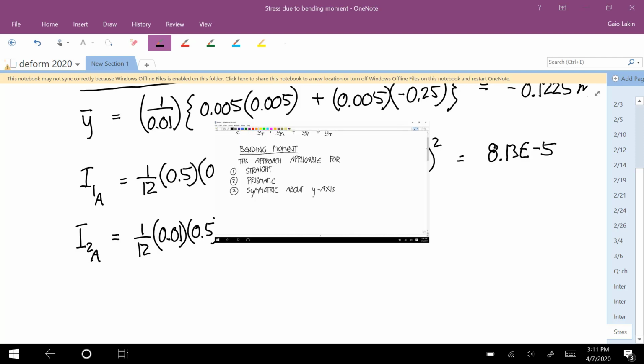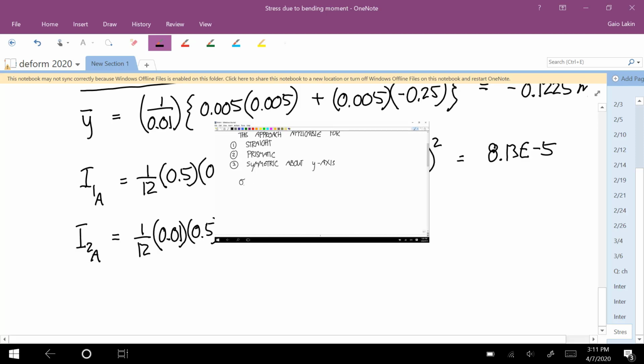And if you have those, then the stress due to bending is a normal stress in the x direction, and it's equal to negative M y over I. And you don't have to think about the sign. You can just trust the sign in the formula.